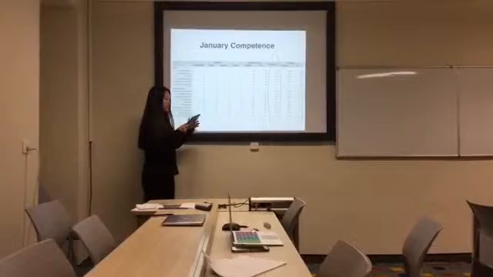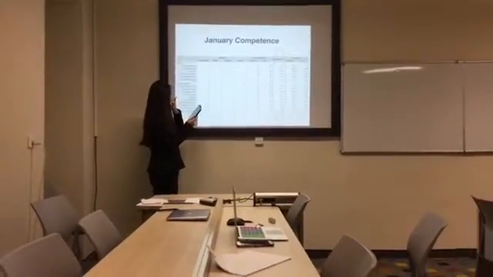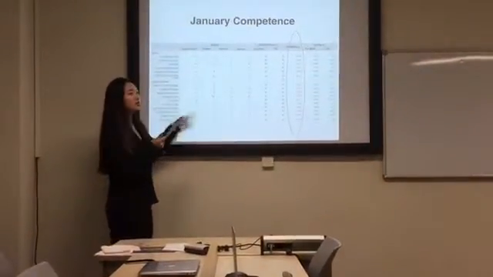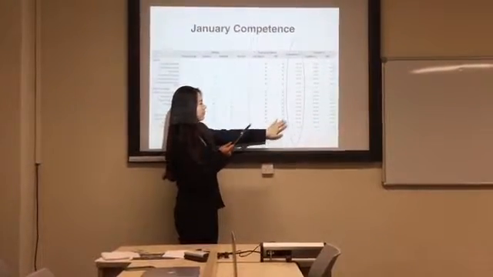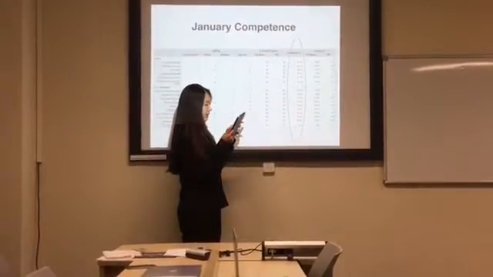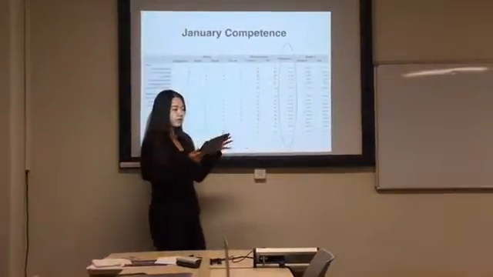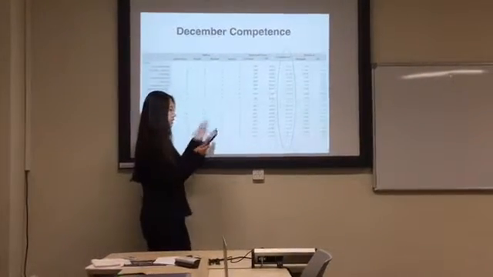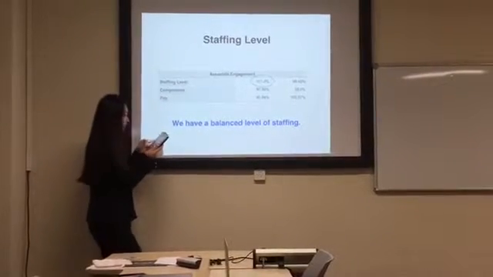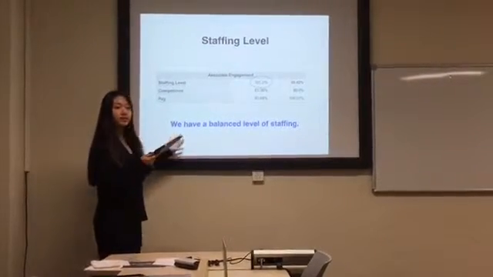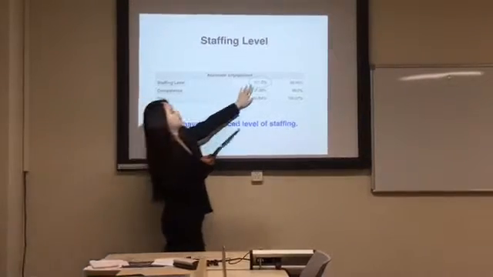And in January, when we opened the hotel, we had a competence of 40%. But from February onwards, February, March until December, we got 100%. And the staffing level, we have a balanced level of staffing, 100%.